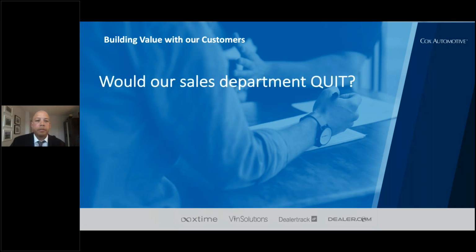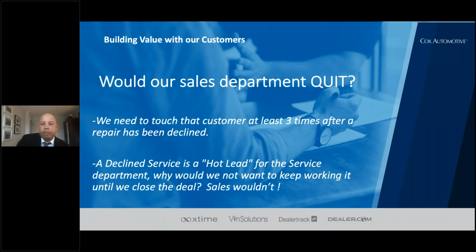So moving along. One of our best practices is we try to touch those customers at least 3 times. We talked internally about this, and we compared it to a sales department, where if the sales department gets a hot lead, or they know that somebody wants a car, they're going to call you until you've literally told them, don't call me, or they put you on the block call list. It's the same with a decline service.